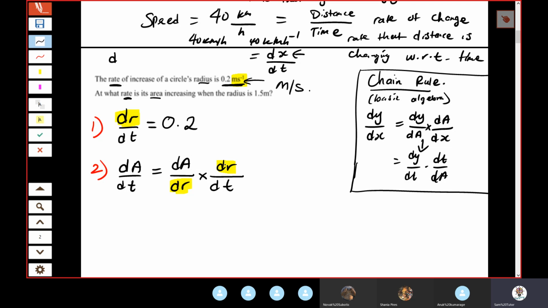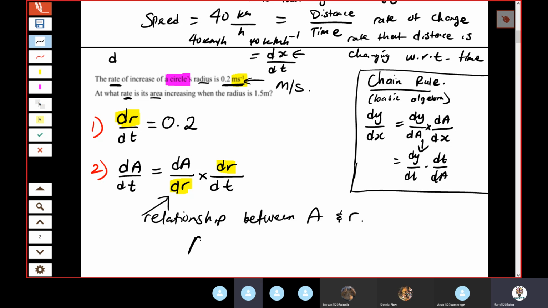Now, can you guys see, dr on dt, I have that. That's 0.2. A and R, I don't have that. So I don't have dA on dr. But do you guys know a relationship between A and R? Do you have a relationship between A and R for this? Don't make it harder than it is. It's a lot simpler, and it's a circle.